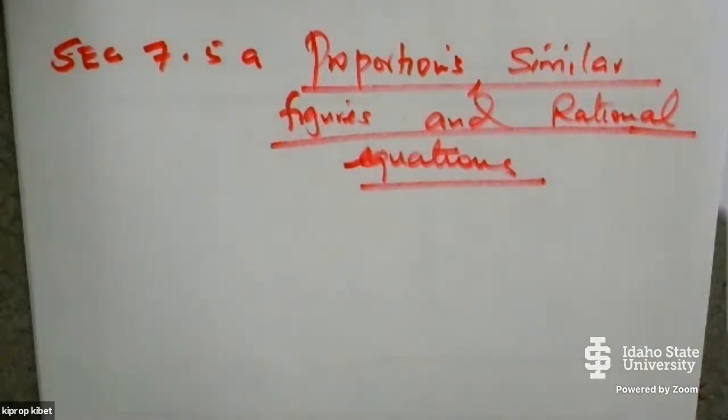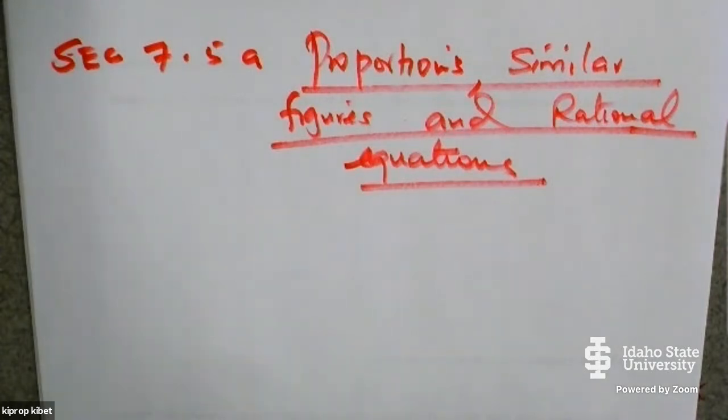Okay, so we're going to look at section 7.5a. It's very simple. So: proportions, similar figures, and rational equations.